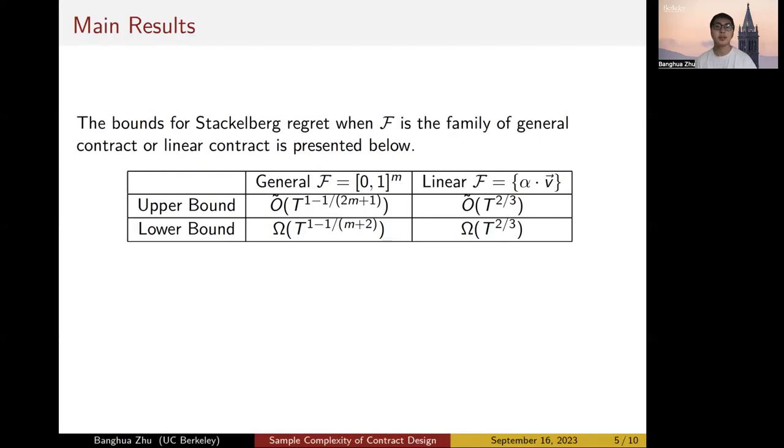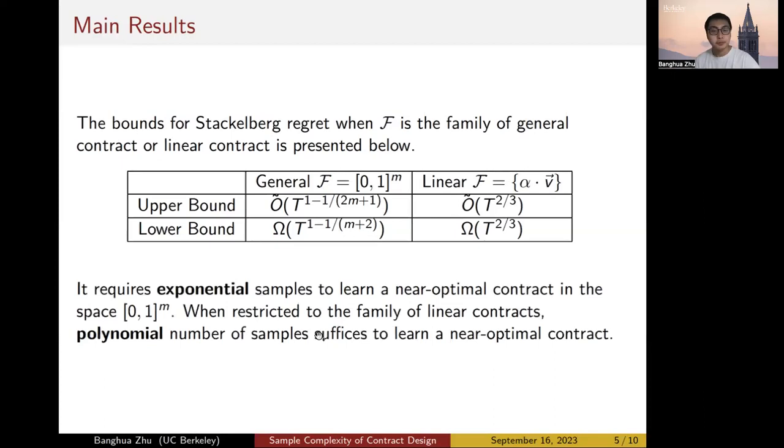So we show that in the case of general contract, with the m-dimensional general contract, the stackelberg regret can be upper bounded by T to the 1 minus 1 over 2m plus 1, and lower bounded by T to the 1 minus 1 over m plus 2. And in the linear case, we can show that the stackelberg regret is exactly Theta T to the 2 over 3.